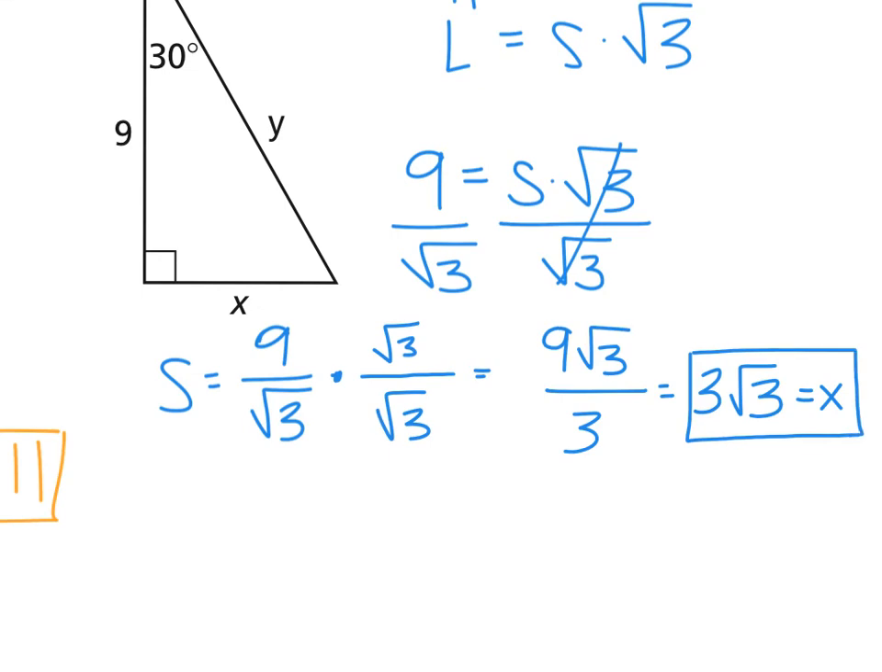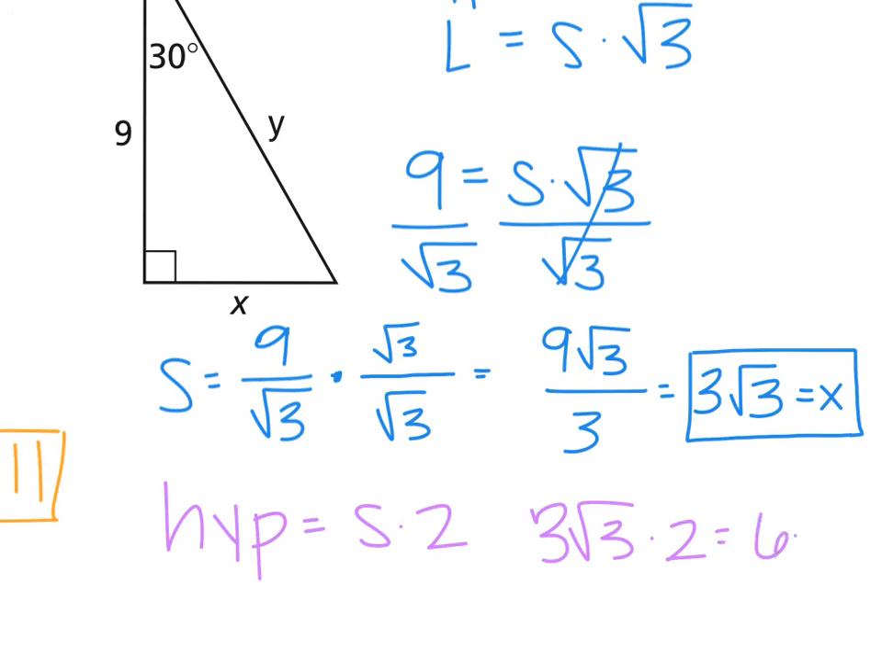Now I need to think about my hypotenuse. I know that my hypotenuse is equal to my short side times 2, and I just found my short side as 3 radical 3. So all I need to do is multiply that by 2. Remember, I can only multiply those whole numbers together, so that would give me 6 radical 3 for my hypotenuse. Any questions?